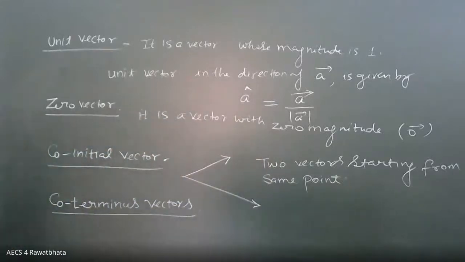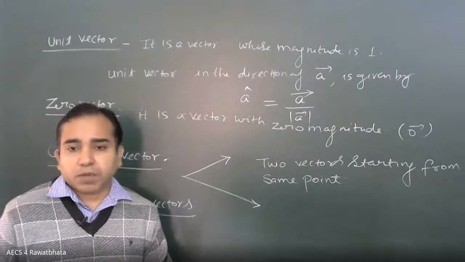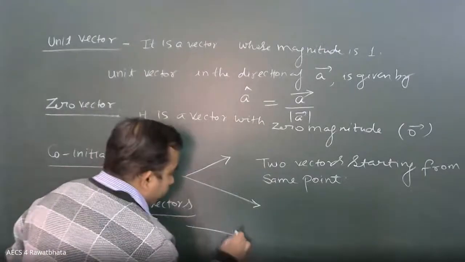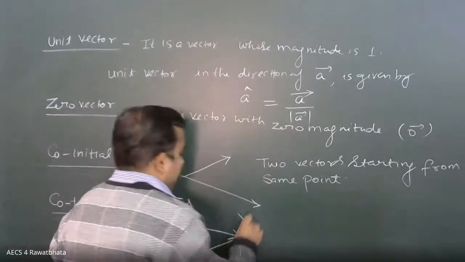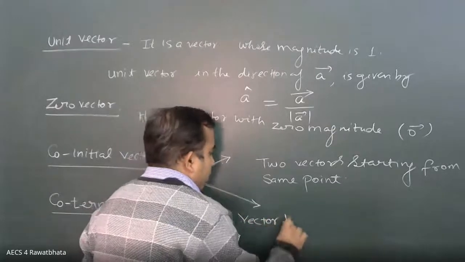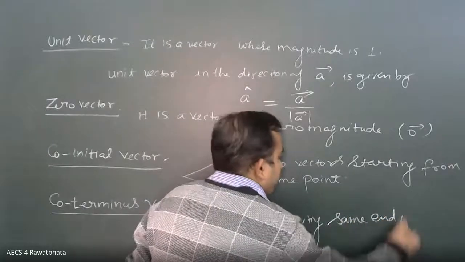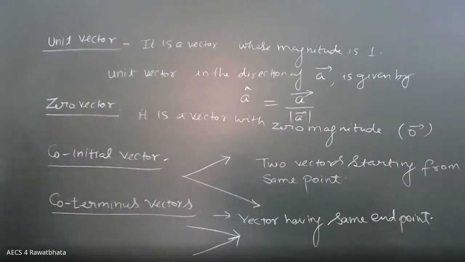Right. And similarly, coterminous vectors should be what? Terminal means endpoint. So coterminous vectors means two vectors having the same endpoint. Like this. One vector is this, the other vector is this. So these are the vectors having the same endpoint. These terms will be used again and again, so it is good to know them and to write their definitions in our notebooks.